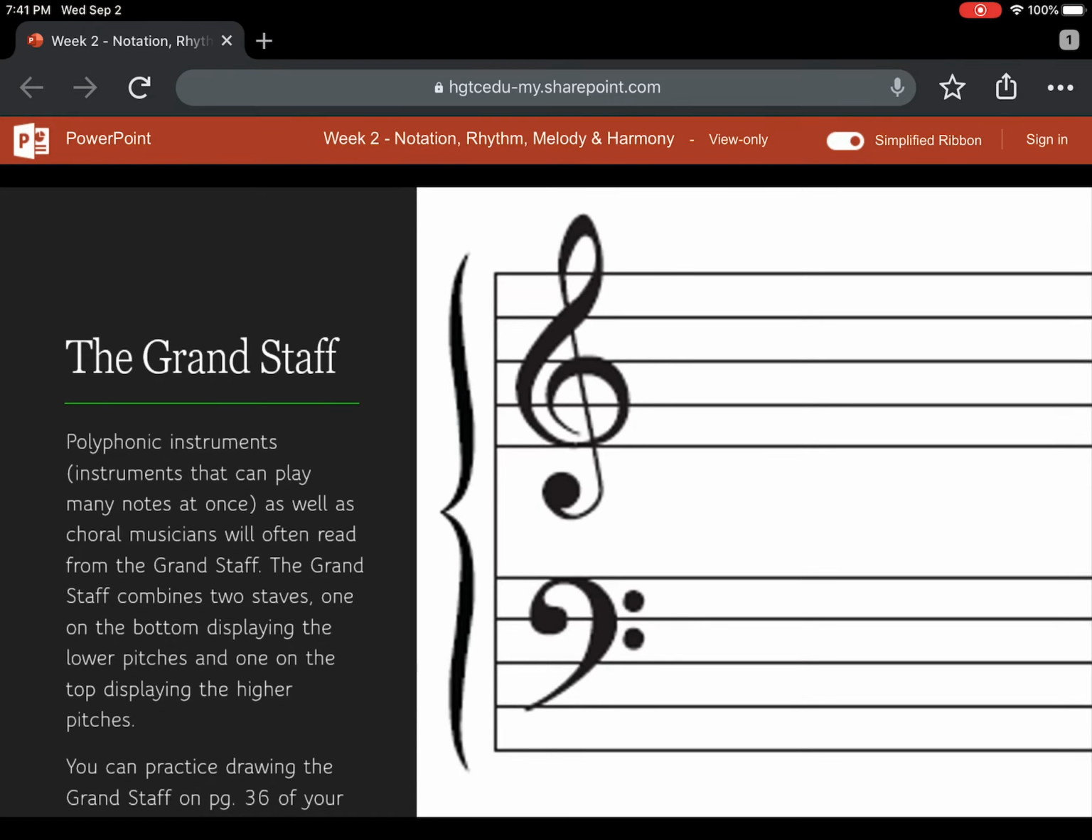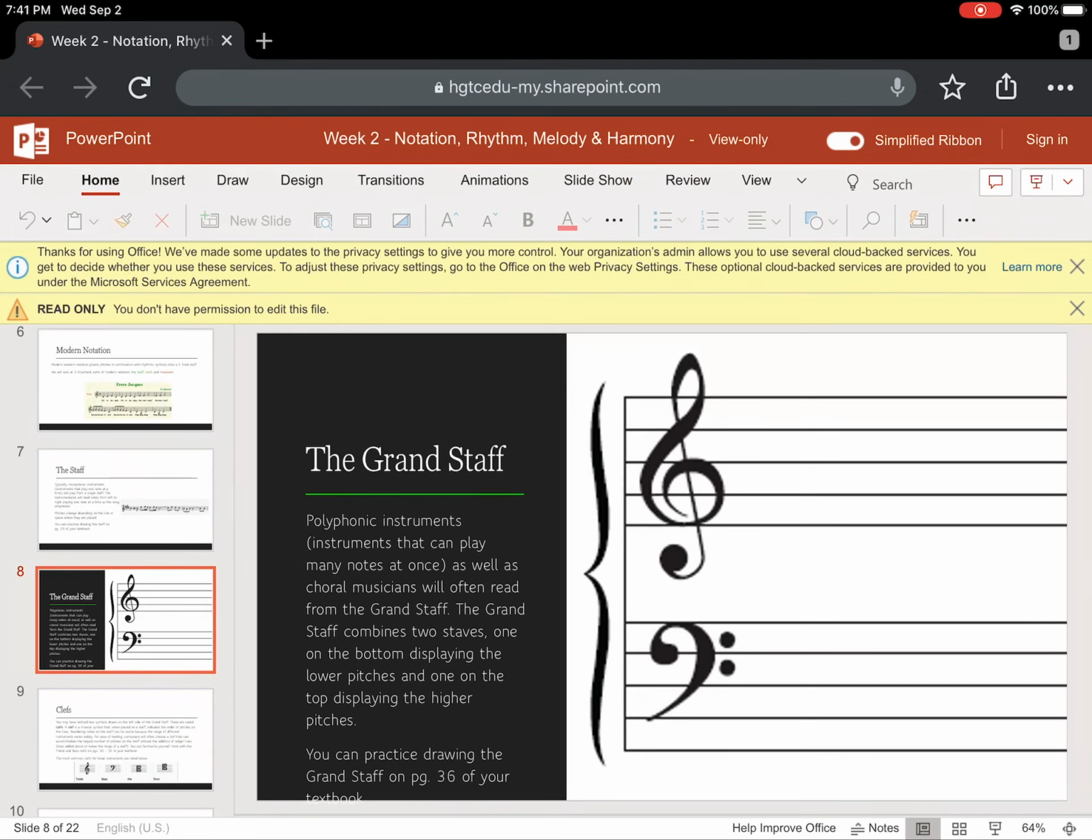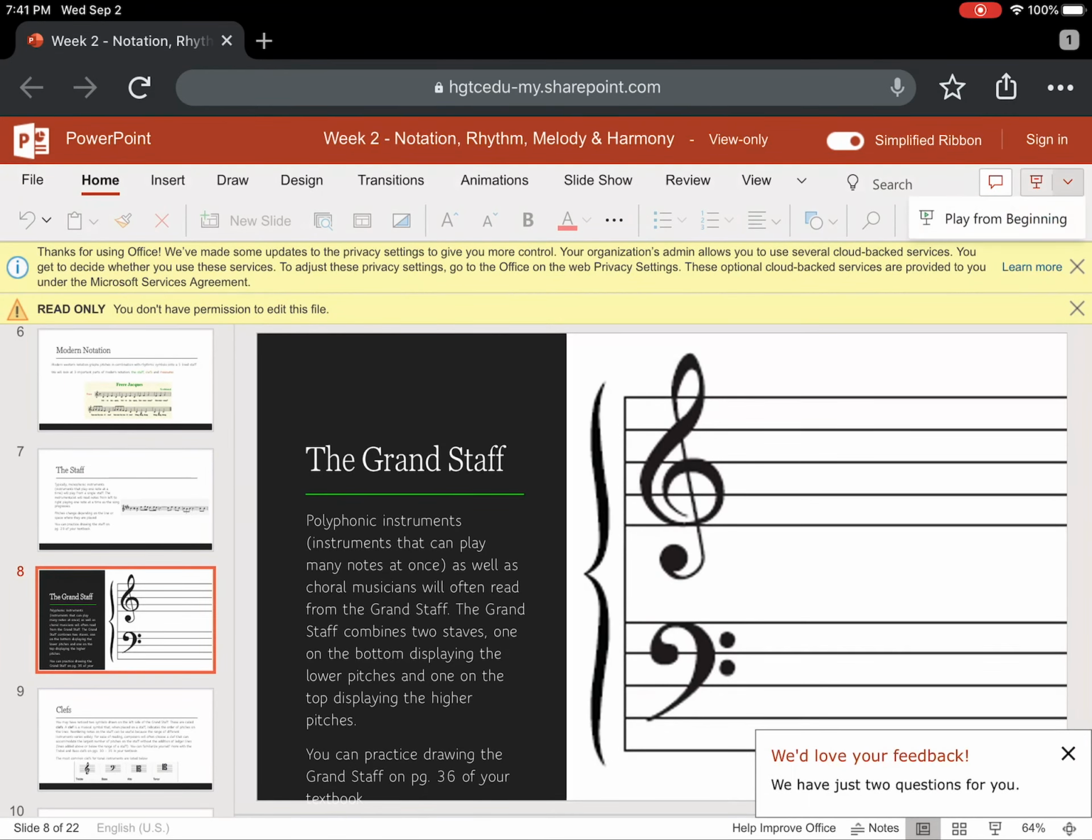In the situation of a piano, like I'm sitting in front of right now, the bottom 5 lines depict what your left hand does, which are usually the lower notes. And then the staff on top, which is the treble clef, depicts, oh, that's weird.